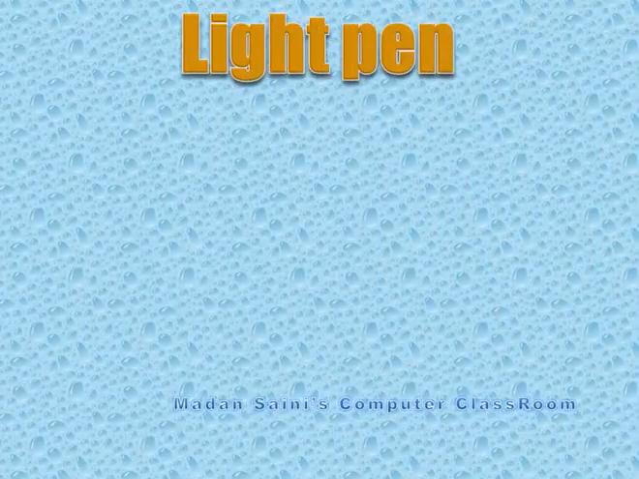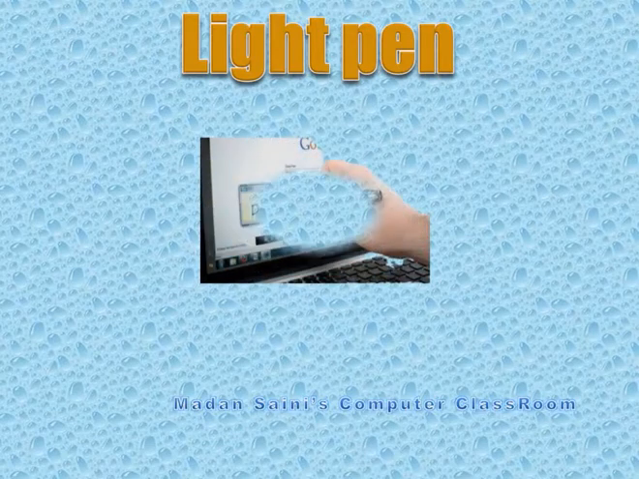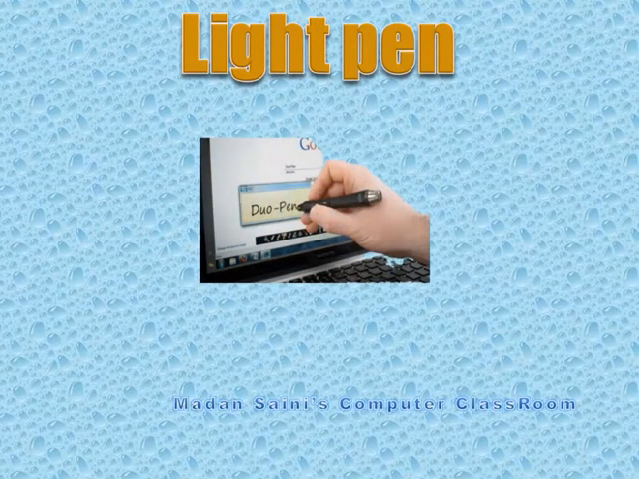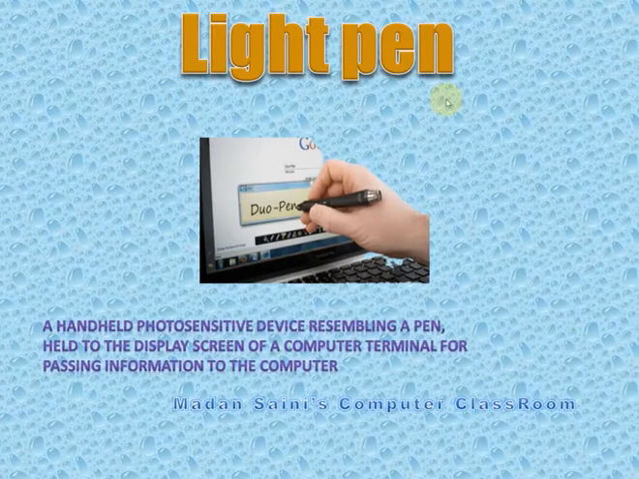Next input device, light pen. Light pen, you can see on the screen. It can be used directly right on the monitor screen. A handheld photosensitive device resembling a pen held to the display screen of a computer terminal for passing information to the computer.